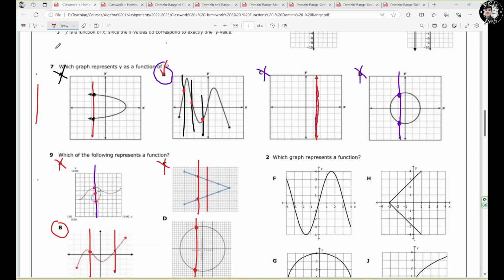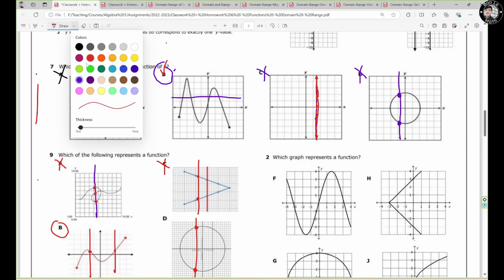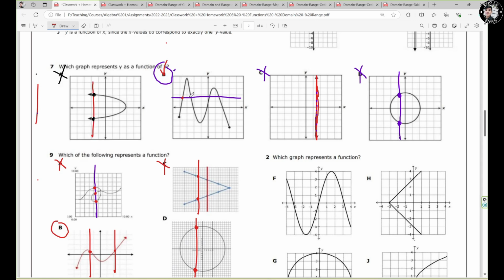Alright, we're going to check question 7 right here. Now, this is a function, right? Question B right here, this is a function. Now, we're going to check to see if this is a one-to-one function, right? So we're going to use the horizontal line test, right? So we have how many intersection points right here? This is actually 4 intersection points, which is more than 1. So this is not one-to-one, right?